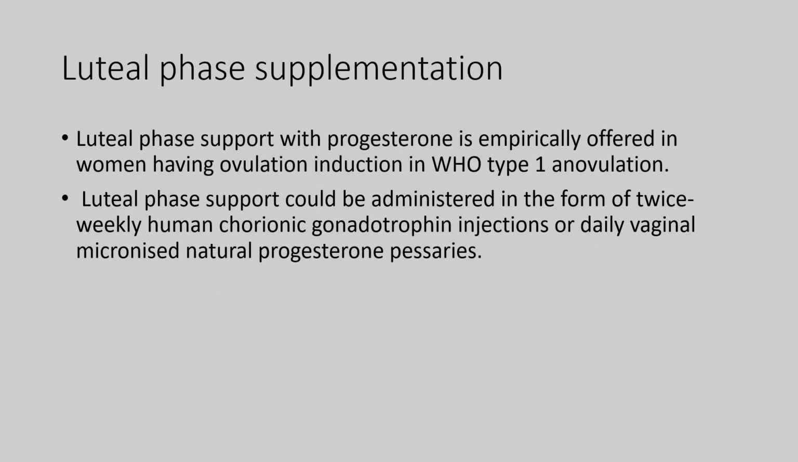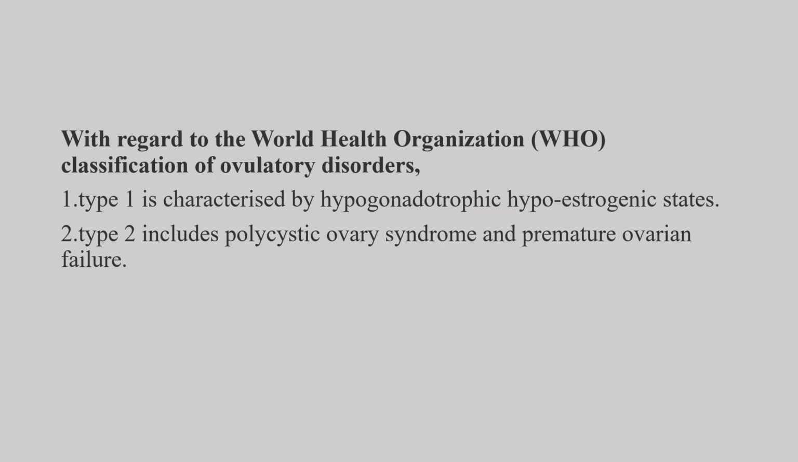Luteal phase stimulation, although not clearly known, with progesterone is empirically offered. No protocols are recommended, but it can be administered in the form of twice weekly HCG, or you can give daily vaginal micronized natural progesterone pessaries. So anything on this can be done. There are no clear recommendations for that, but it is actually empirically offered to all patients. Now, this finishes this talk article.